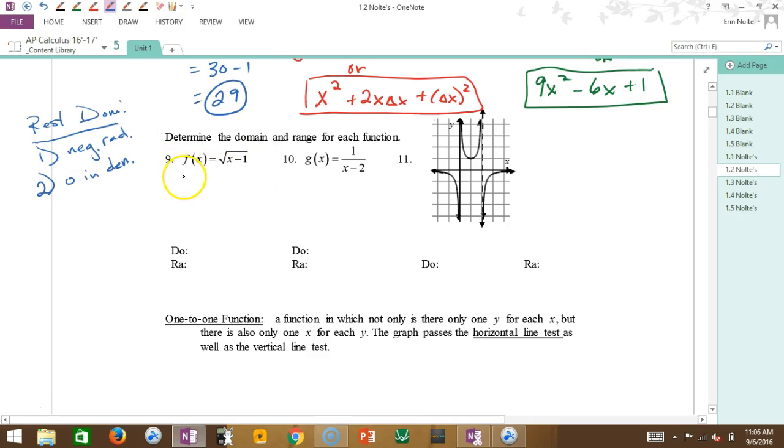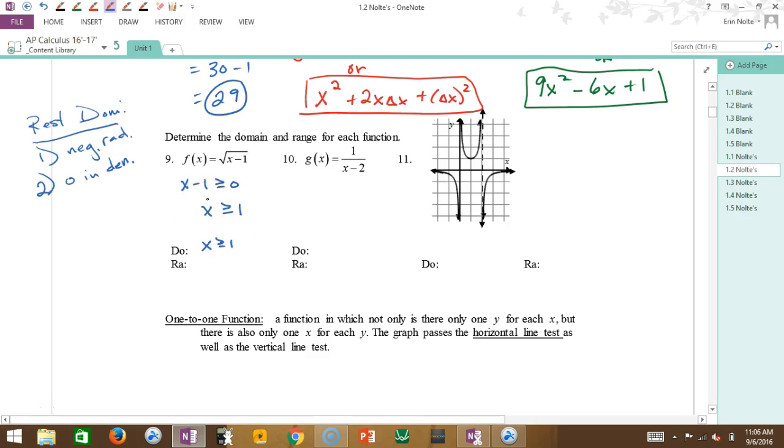All right, so for question number 9, this is our negative radical. You cannot have a negative radical. So if I take the inside, x minus 1, and simply set it greater than or equal to 0, that will tell me what the domain will be. So if I solve this, I'm just going to add 1. That tells me the values that x can be. So my domain is going to be x has to be greater than or equal to 1.